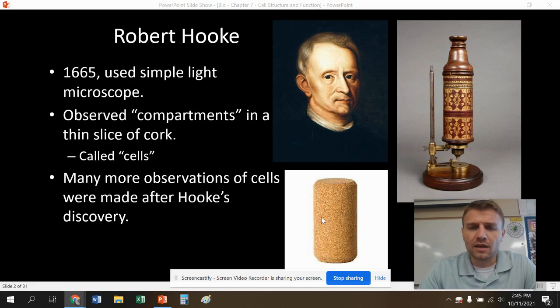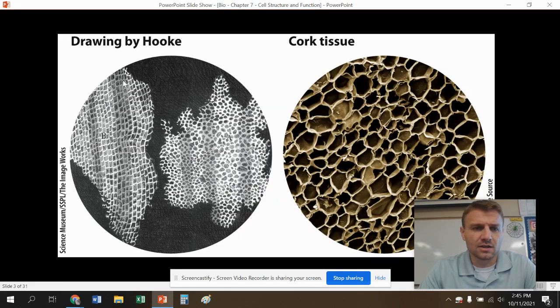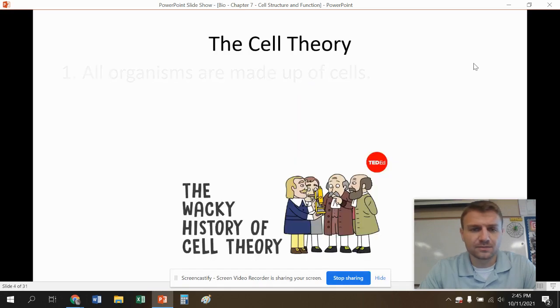From there, he made a lot of other observations, and we'll show you some of these observations he made. You can see these are the cells, or the squares, of the cork. And this is actually what cork tissue looks like. So he was actually pretty accurate back in the 1600s.